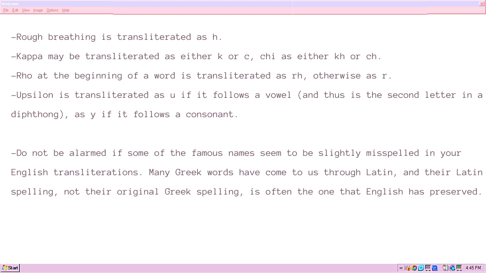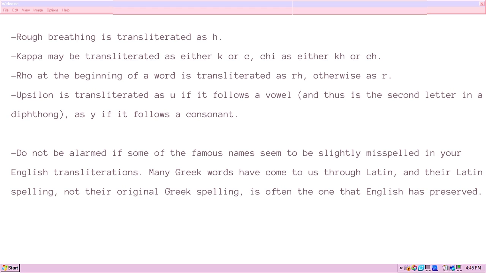So as I mentioned before, a rough breathing is transliterated as H. A rough breathing is just going to look like a little apostrophe right before a letter usually, and if it starts with an A, you'll know it's going to sound like ha instead of ah.